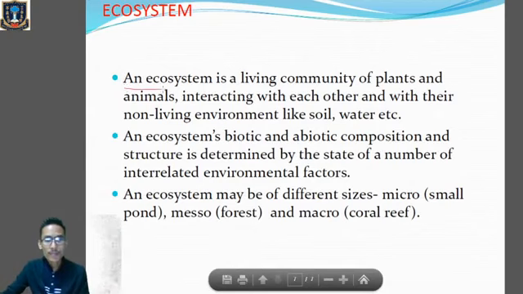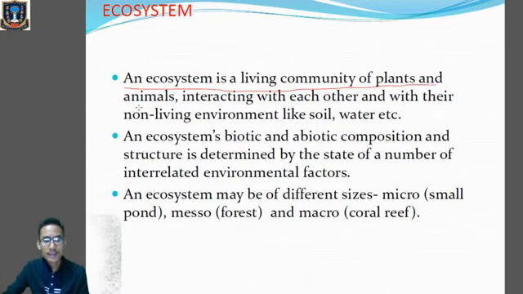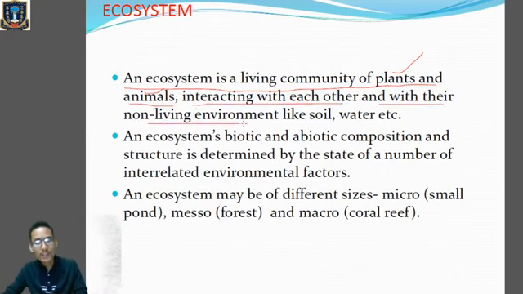An ecosystem is a living community of plants and animals. Community means a group of organisms belonging to different species. So we will find species from different groups, organisms from different species, and those species can be plants and can be animals. So in ecosystems, we find the living community of plants and animals which interact with each other, along with their non-living environment.